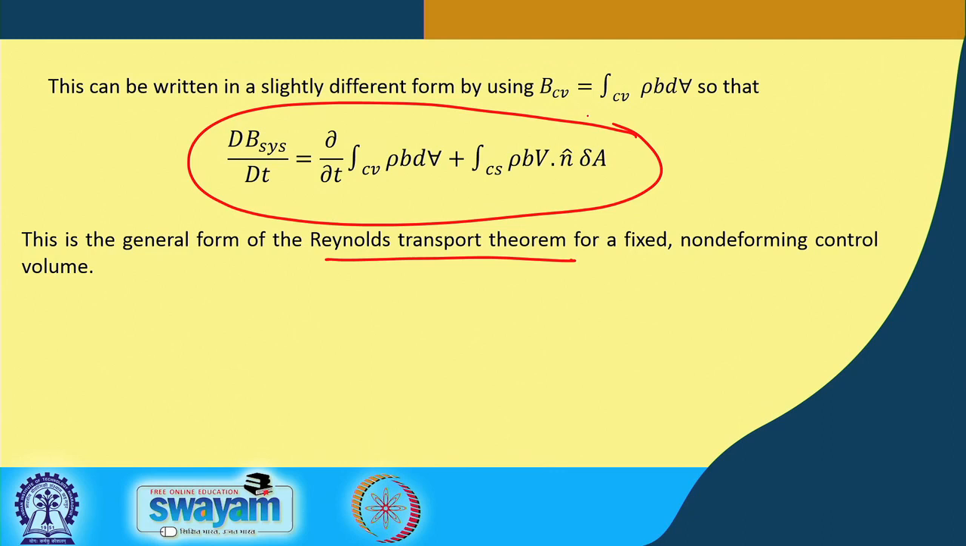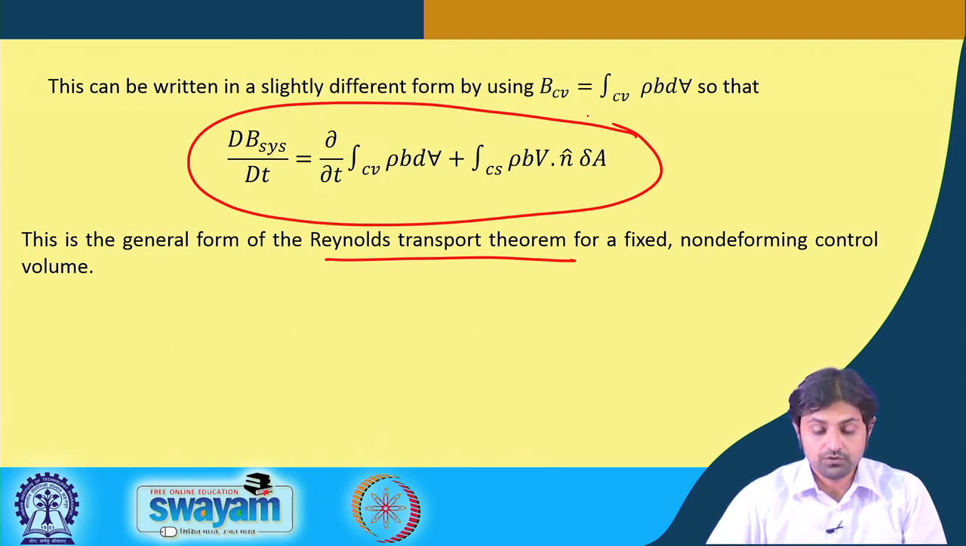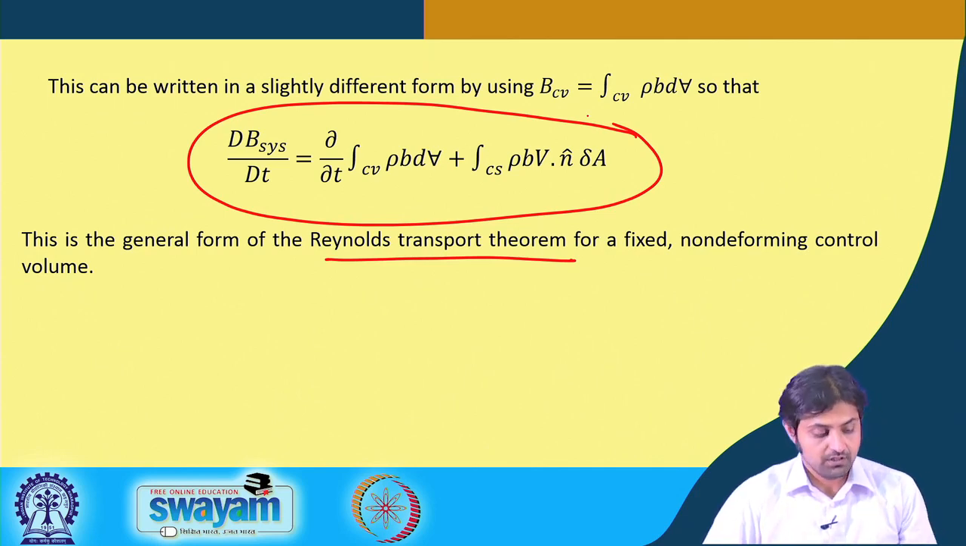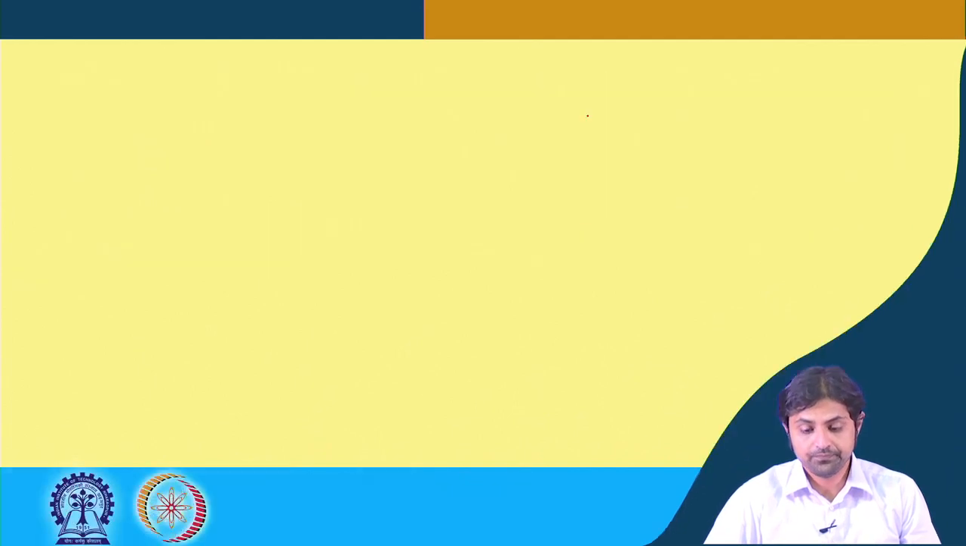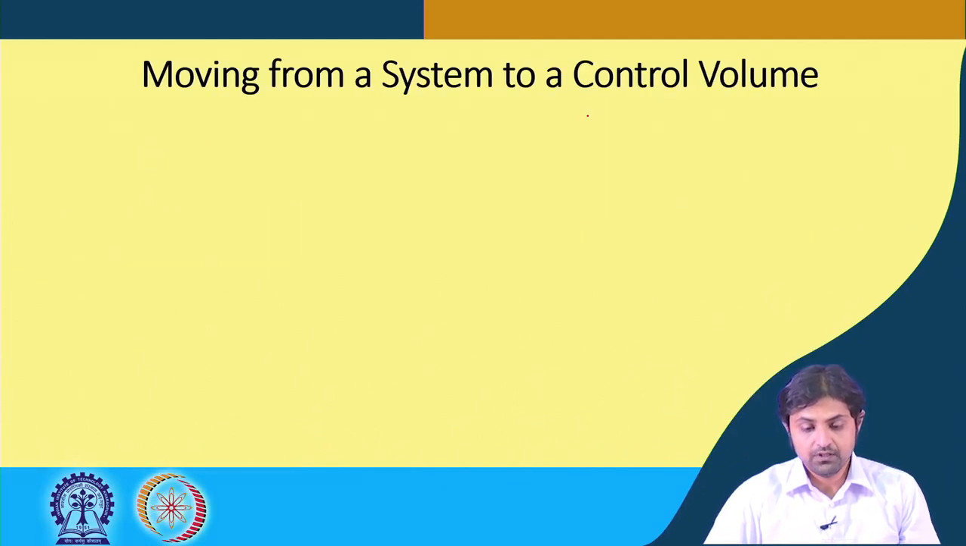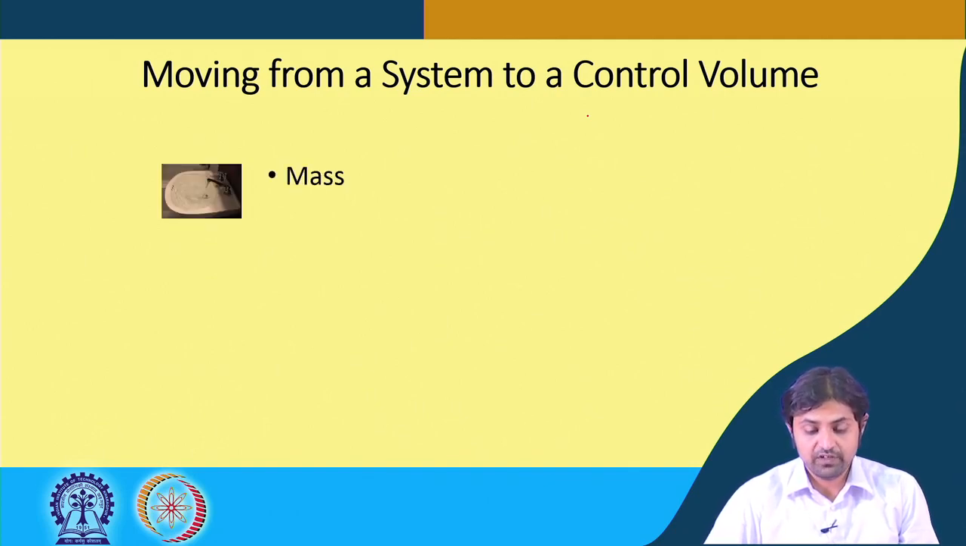And now in the upcoming lecture and slides, we will apply this Reynolds transport theorem for derivation of different conservation equations. Okay. So now we are moving from a system to a control volume. So we will see what's going to happen when we apply B system to mass.